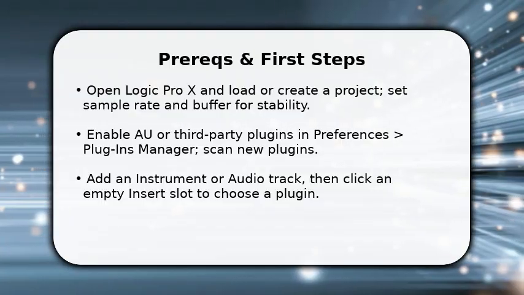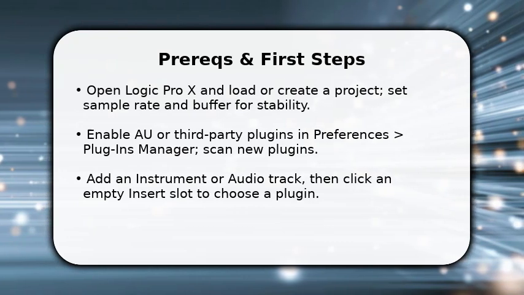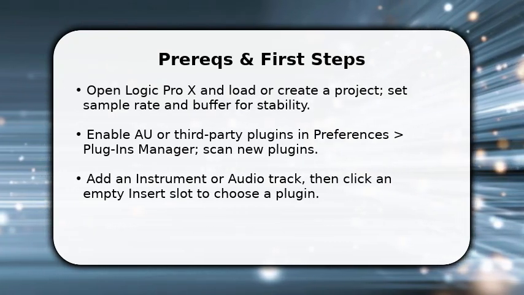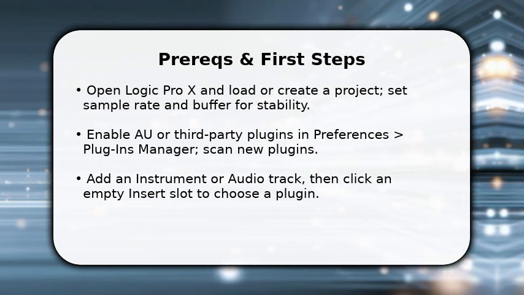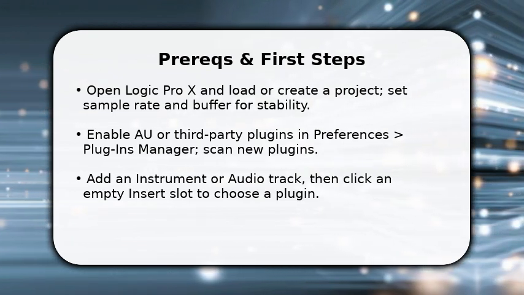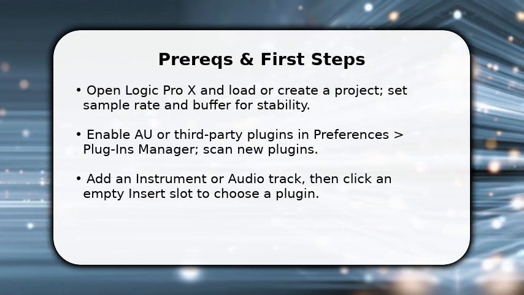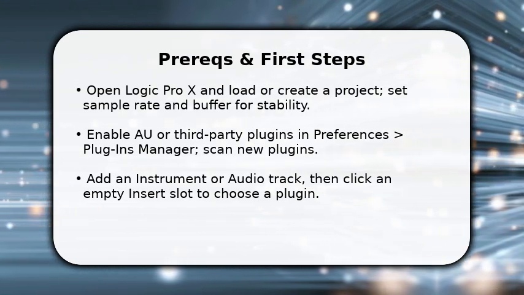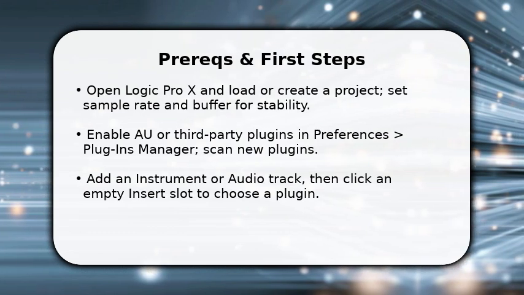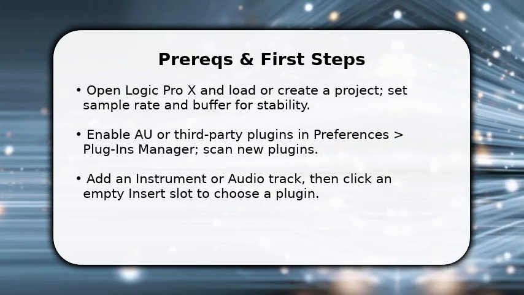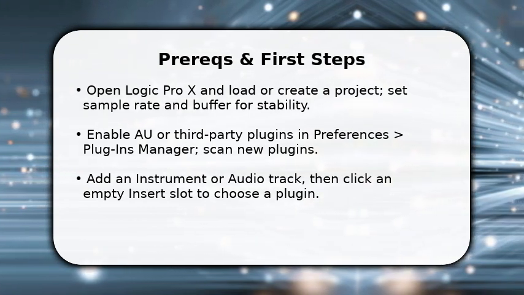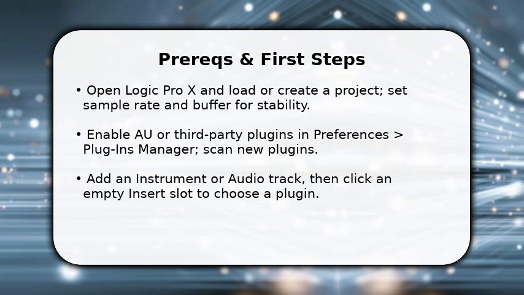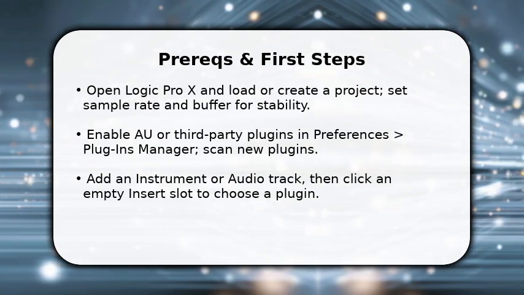You start by confirming the basics: sample rate, buffer size, and that plugins are allowed. Open Preferences and use Plugins Manager to scan any new AU or third-party packages. Once done, create an instrument or audio track, click an empty insert slot in the channel strip, and pick the plugin you need. This gets you directly into signal flow so you can hear changes immediately. Make sure to save the project before heavy tweaking to avoid losing work.